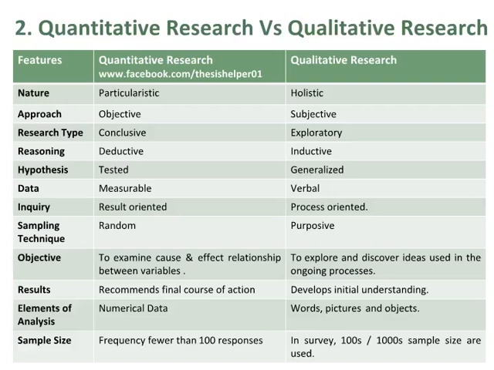Results of quantitative research recommend a final course of action, while results of qualitative research develop initial understanding. The element of analysis of quantitative research is numerical data, while the elements of analysis of qualitative research are words, pictures, and objects. Sample size of quantitative research is large, with surveys using hundreds or thousands of responses, while in qualitative research, the sample size is fewer than 100 responses.